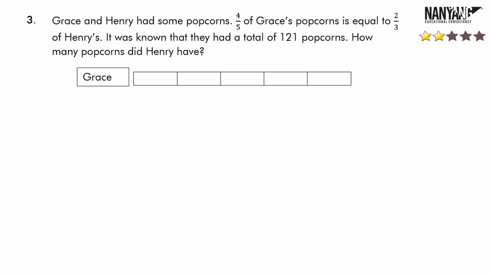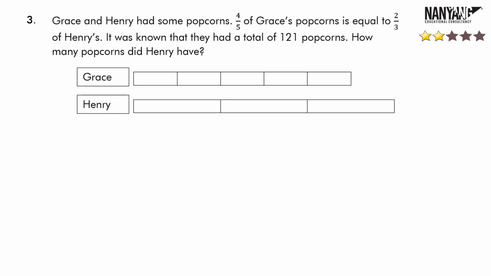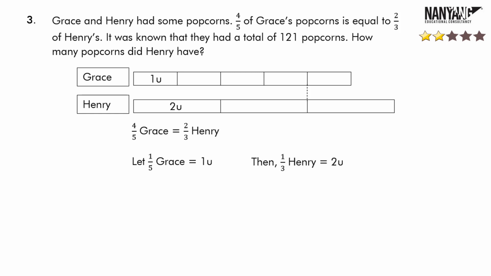Alright, so now let's draw a model for Grace. We split her popcorns up into 5, and now let's draw Henry's. We split his popcorns up into 3, and we notice that since 4/5 of Grace is equals to 2/3 of Henry's, like as such, we can let 1/5 of Grace be 1 unit. That way, 1/3 of Henry's will be 2 units. It's quite obvious because of our model.